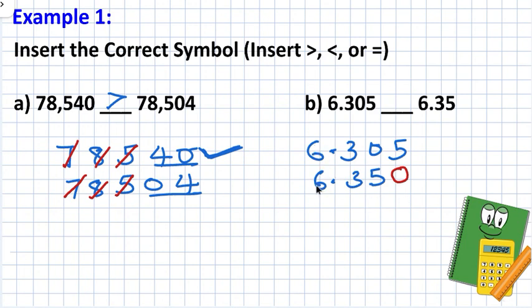6 and 6 are the first numbers, they are the same. So we can't compare numbers that are the same, we go to the next number. 3 and 3 are the same, so we strike them out and go to the next number. So we have 05 and we have 50 here. You can see that 50 is greater than 05, which is just 5. So in that case, 6.305 is less than 6.35. So we put the less than sign.